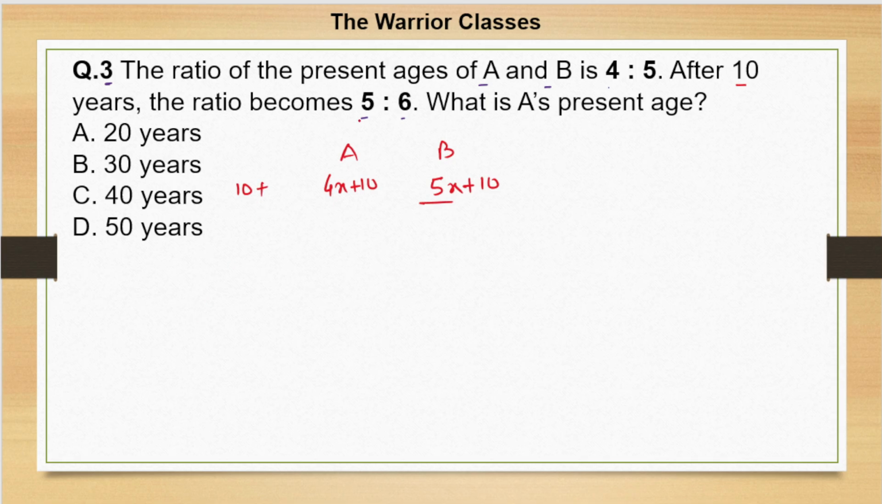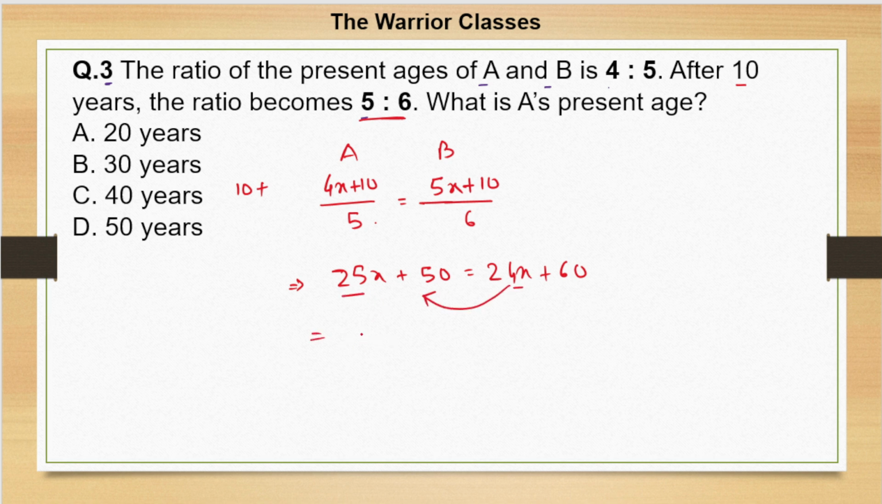And the ratio given here after 10 years is 5:6. So this divided by this is 5 by 6. Now we'll solve this question. Cross multiplying, 5 into 5x plus 10 is 25x plus 50, equals 6 into 4x plus 10, which is 24x plus 60. Now we'll take the 25x to the left hand side, so 25 minus 24 is 1. So x is equal to, on the right hand side, 60 minus 50, which is 10. So the value of x is 10.